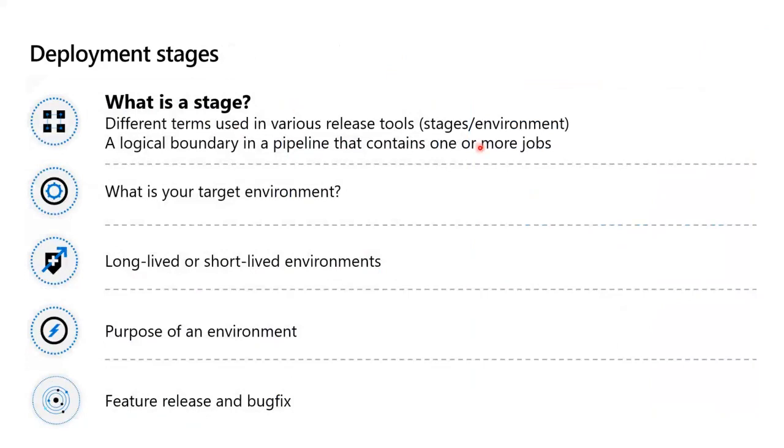What is a stage? Different terms are used in various release tools. You can have multiple phases, or different steps, different parts of your release process, where each stage is going to have its own target environment. It is very common, for example, that one of the stages is to deploy to testing. And once you have tested the application, then you can move to another stage where it will be deployed to a production environment. We can have long-lived or short-lived environments, for purposes such as future releases and bug fixes.